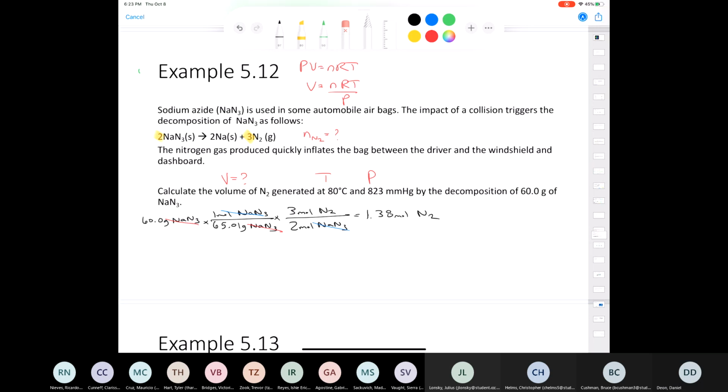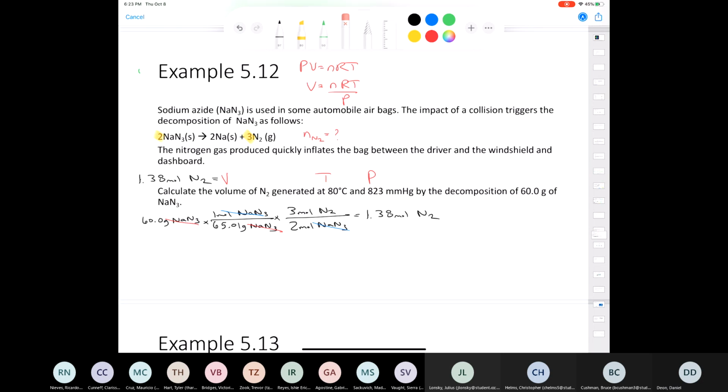This is our volume. Now we can delete that question mark, say that these are equal. Okay, now we've got temperature, pressure, volume, number of moles.